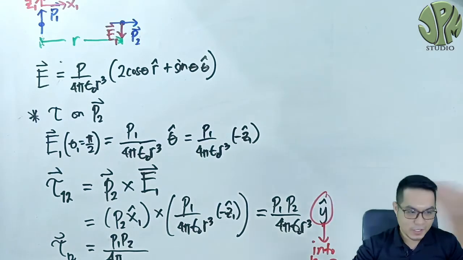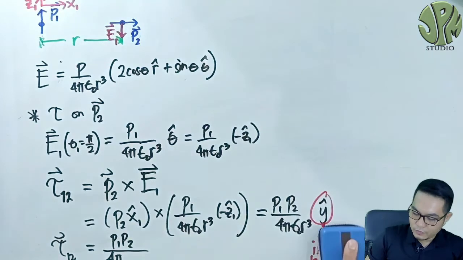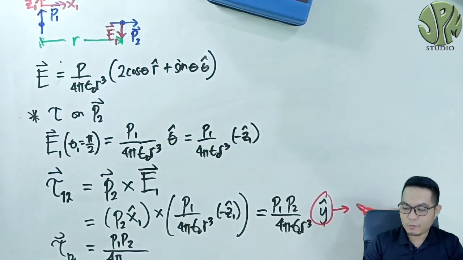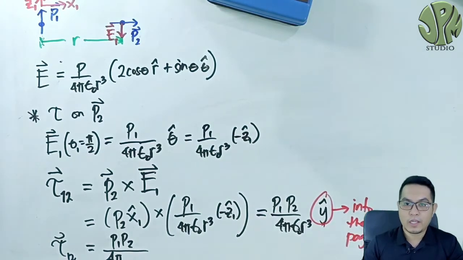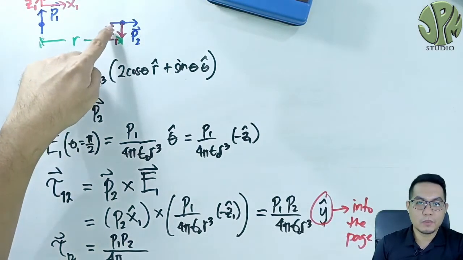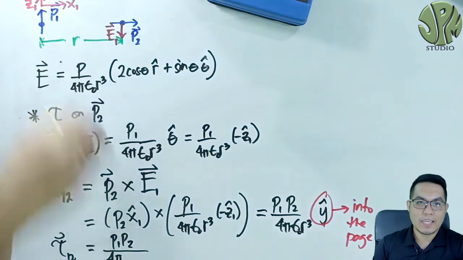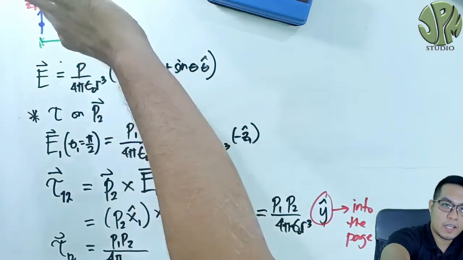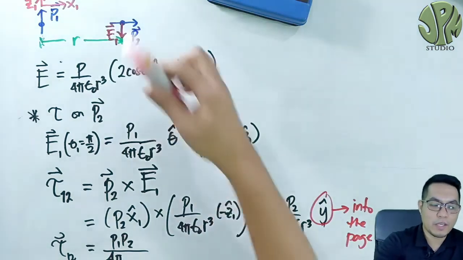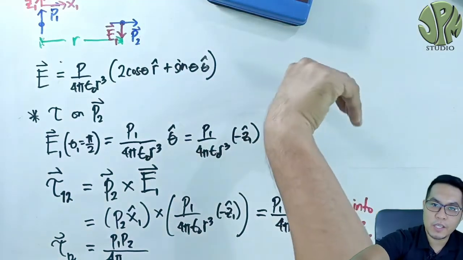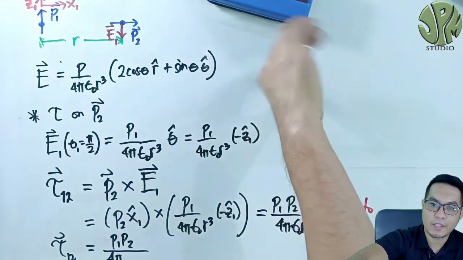Oh, sorry, you can't see it again. So the positive y hat direction, this is the magnitude of the torque, and the direction is positive y hat, or in this case, into the page. So the torque on P2 due to the electric field of E1 is into the page. Into the page, so meaning it will rotate clockwise. Since the torque is into the page, the rotation is this, your fingers.